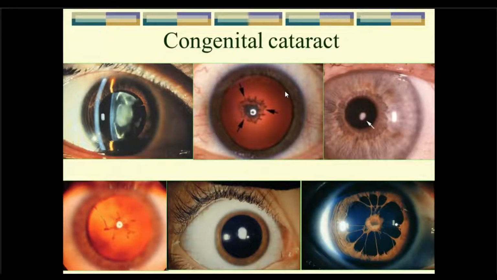These are pictures with examples of congenital cataract. Look, this is a nuclear cataract. This, I think, is also a nuclear cataract. This is a small dot. I think this is a polar cataract. Here, you can see not just the cataract but also an iris anomaly.